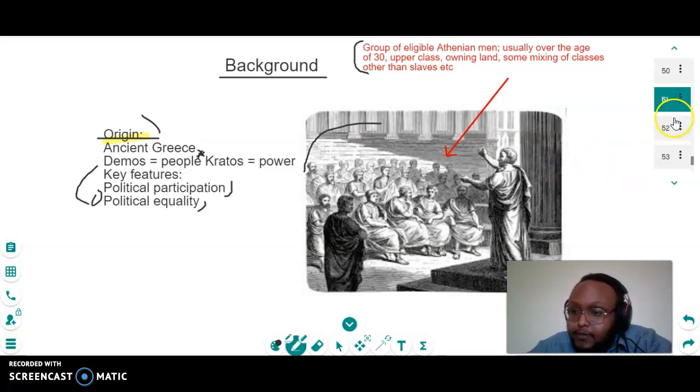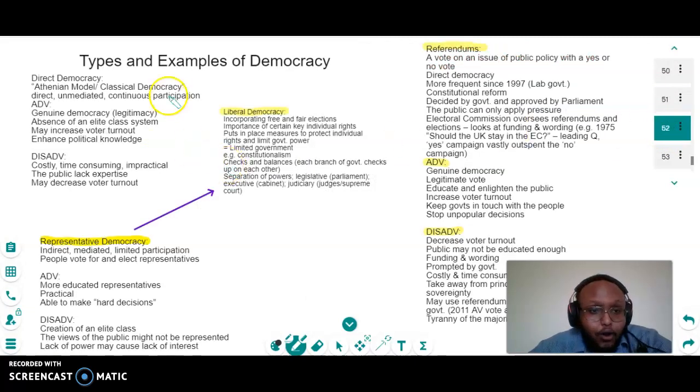Okay, so if we move on to a discussion on the types and examples of democracy, first we'll be looking at direct democracy, sometimes called the Athenian model, or classical democracy, or a pure democracy. Direct, unmediated, continuous participation is what direct democracy is.